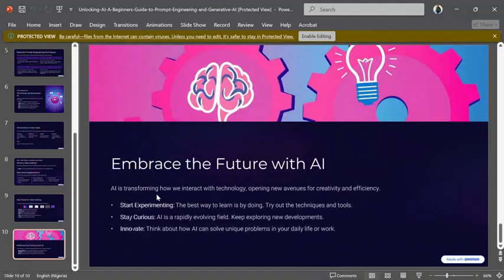So AI is transforming how we interact with technology, opening new avenues for creativity and efficiency. Now, start experimenting. The best way to learn is by doing. Try out the techniques and tools. Stay curious. AI is a rapidly evolving field, so keep exploring new developments. Innovate. Think about how AI can solve unique problems in your daily life or work.